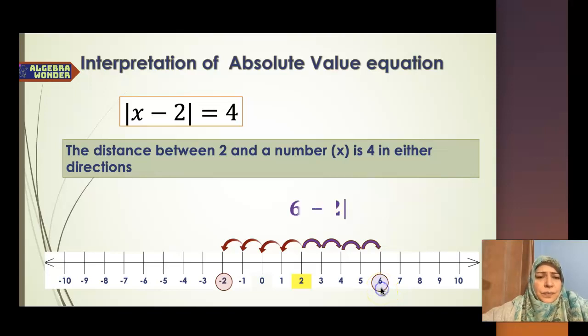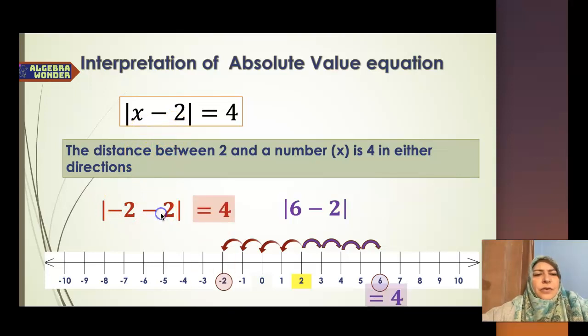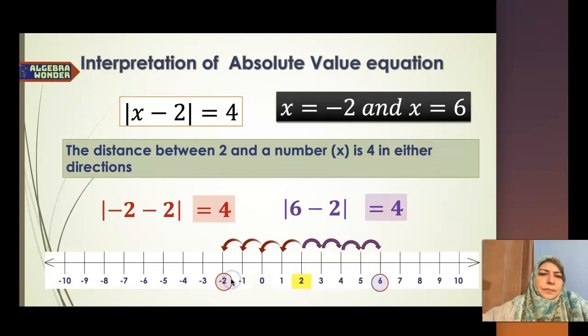Let's check if this is true. If x is 6, 6 minus 2 is 4. Absolute value of 4 is 4, I'm right. Let's check the other one. What happens if x is negative 2? Negative 2 minus 2 is negative 4, and absolute value of negative 4 is also 4. So that's right. So x can be 6 or negative 2.